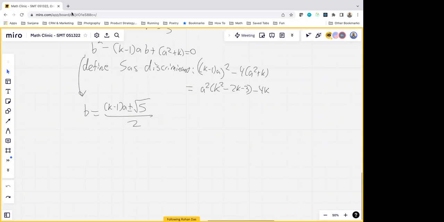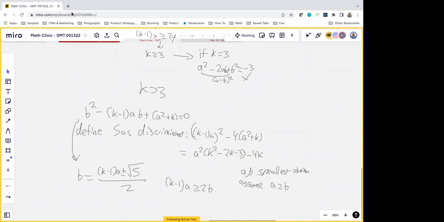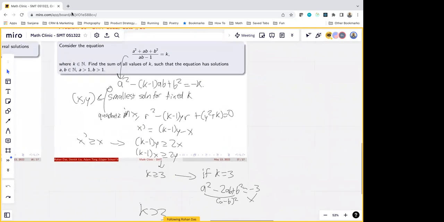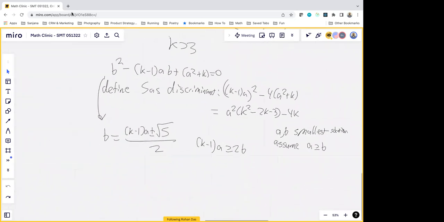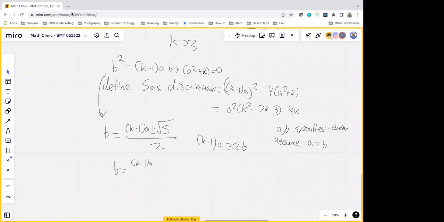But we also know that if we set a and b as a small solution, and because the equation is symmetric, we can assume that a is greater than or equal to b without loss of generality. Then we also know that (k minus 1)a is at least 2b, as found earlier in this part. Therefore, we must have that b is ((k minus 1)a minus square root of s) over 2. And now we can use the other condition we have found in b, which is that (k minus 1)b is greater than or equal to 2a.